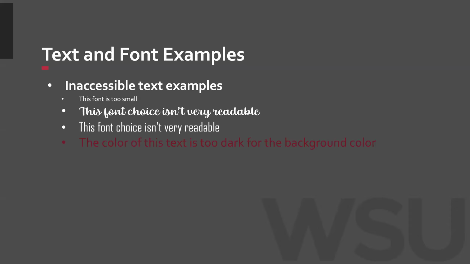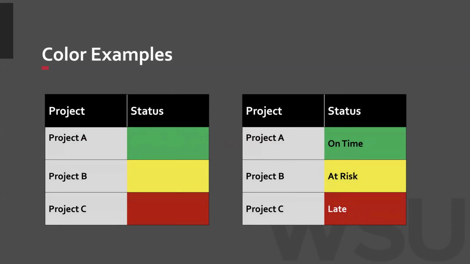The color examples slide displays 2 tables. The left table uses only color blocks, green, yellow, red, to indicate status. The right table uses both color and text labels like on time and at risk. So next I'm going to go over a couple of different color examples. I have 2 different tables on this slide.